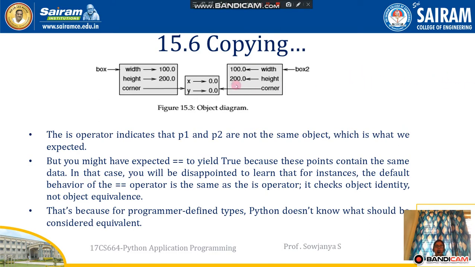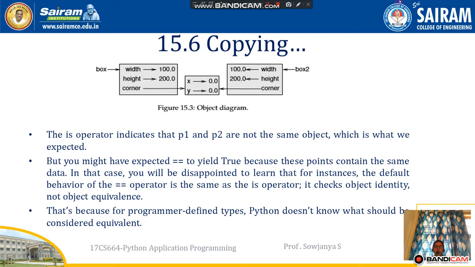How can you represent the same in an object diagram? We have a Box instance, and we have the attributes width and height, and corner. Inside the corner attribute we have attributes x and y, and then box2. We can say these two boxes are different, but the data can be the same. So when the user is reading this, we cannot say box1 and box2 are the same. That is how we can verify points are different.